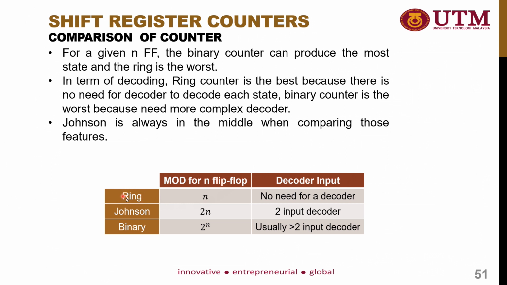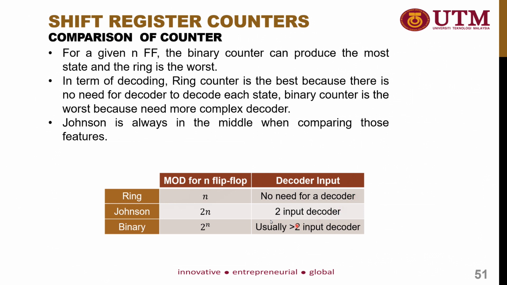Previously I already showed you that the ring counter has the same number of states, therefore it has the same mode as the number of flip-flops. For example, if the ring counter has a total of 4 flip-flops, it is a 4-bit ring counter and it is mode 4. But in terms of decoder, it doesn't need decoder inputs because at each clock cycle only one output is activated, so only one output becomes 1 and the others become 0.